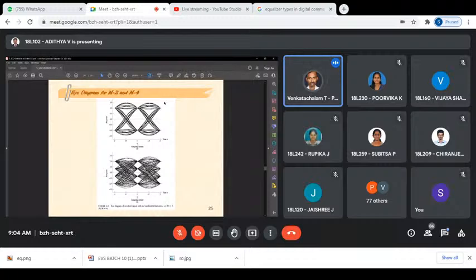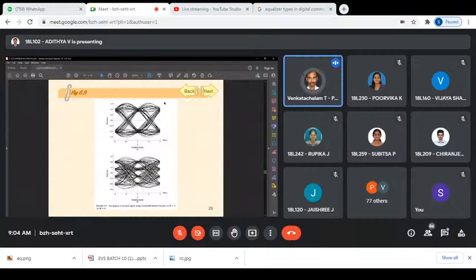Go to the next page. And this is with bandwidth limitation, whereas the previous one was without bandwidth limitation. For M equal to 2 and M equal to 4, there will be a change. But let us not worry about that now. Let us look at the case with no bandwidth limitation. Next page.